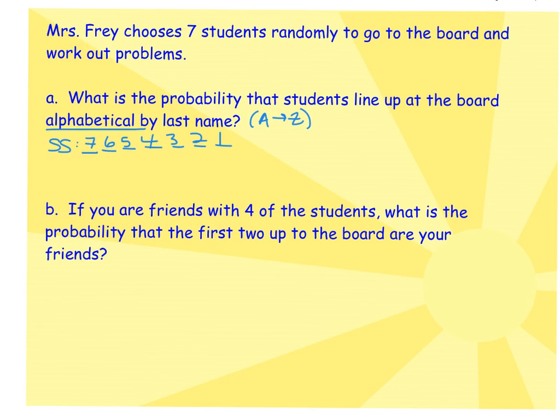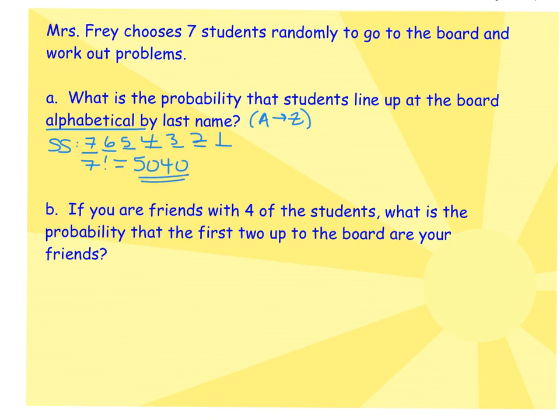So our sample space, oh, bless you, that was my cat. Our sample space would be 7 factorial. Grab your calculator and plug that in. What is 7 factorial? Believe it or not, there are 5,040 unique ways that 7 students could line up from one direction to the other on the board. That's our sample space, you guys.